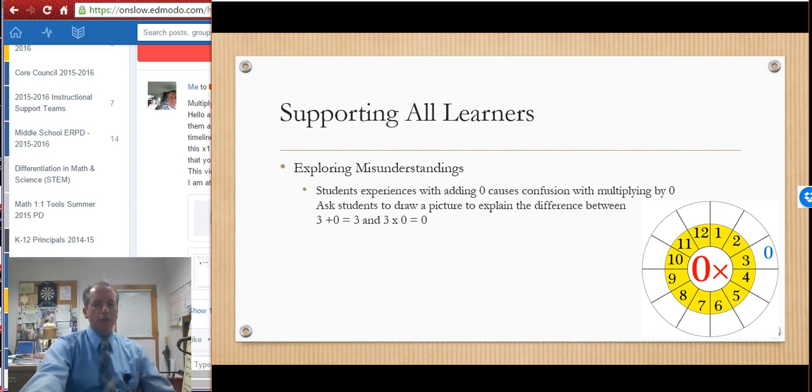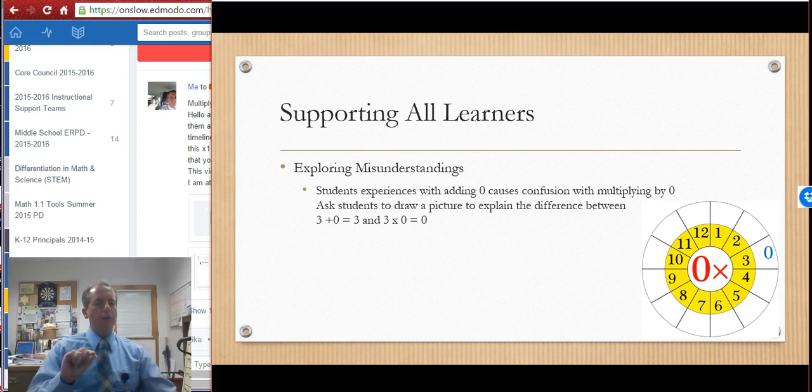This is kind of the pause moment, right, of, okay, misunderstandings. Kids, just like with our ones facts, are going to make mistakes, right? They may even have some pretty deep-seated misunderstandings, like, when I add 0, the number remains the same. So when I multiply by 0, oh wait, it's a different concept. I've got to think of this as 3 and no more gives me 3, but 3 groups of nothing is nothing.